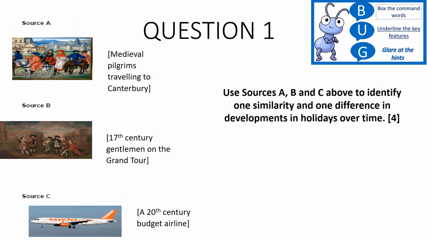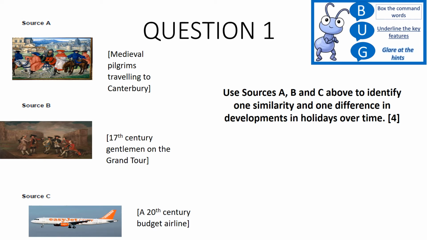We'll do this one all together. So we have our 3 sources on the left and our question on the right. Use sources A, B, and C above to identify one similarity and one difference in developments in holidays over time.